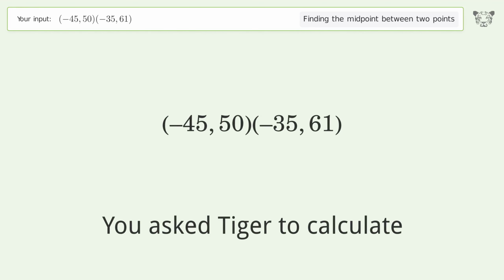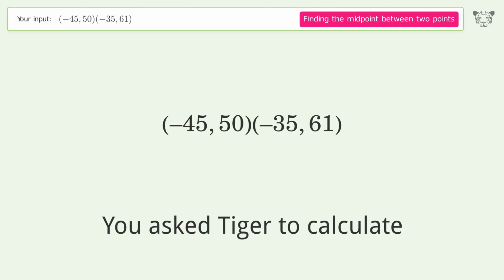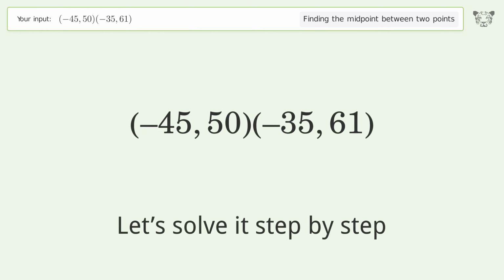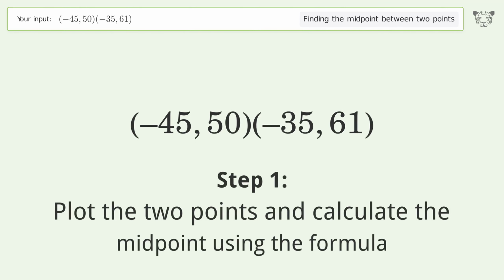You ask Tiger to calculate. This deals with finding the midpoint between 2 points. The midpoint between the 2 points is -40, 55.5. Let's solve it step by step. Plot the 2 points and calculate the midpoint using the formula.